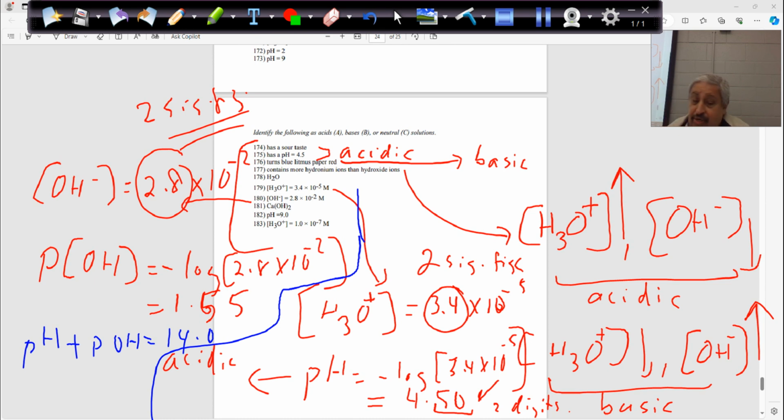So if the pOH is 1.55, the pH will be, again, you have to have 2 digits after the decimal, 14.00 minus 1.55. That will be how much? 5, 4, correct? 13, 12.45. So this is what? This is 12.5, so maybe 13. This is basic.